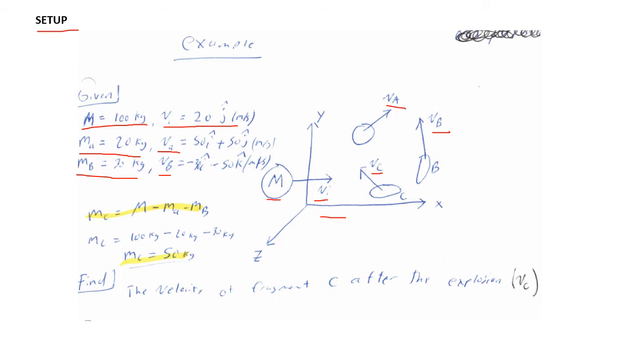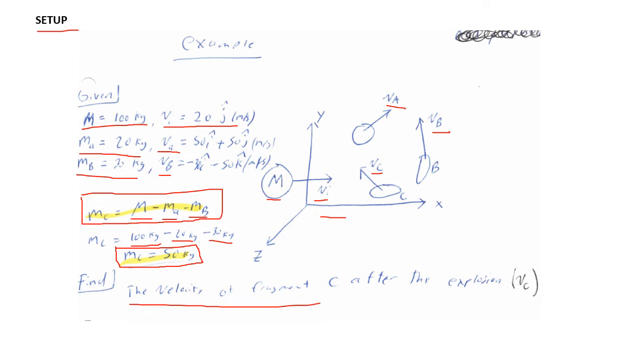Now we want to use our conservation of linear momentum to find C. So M sub C for our mass is equal to our large whole mass M before the explosion minus MA minus MB. We can plug in our known values: the large mass M before the explosion is 100 kilograms, mass A is 20 kilograms, mass B is 30 kilograms. From that we can get our mass of C. We need our velocity vector for C next. So the next thing we want is the velocity of fragment C after the explosion. We'll call this V sub C.